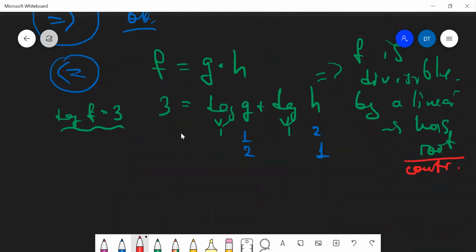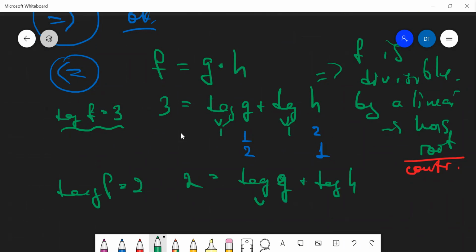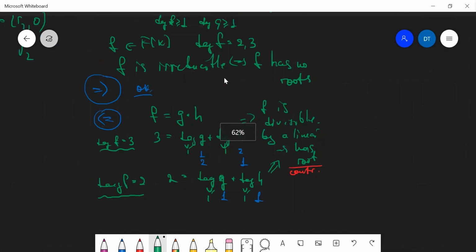The case where the degree of f is 2 is similar. In this case, 2 is equal to the degree of g plus the degree of h. In each case, the degree of g and h must be at least 1 because, if f is reducible, g and h must be non-constant. But in this case, we have only one option: the degree of g and the degree of h must both be 1. So both factors are linear. Again, we have the same thing. F is divisible by a linear polynomial, so it has a root. So now we have a contradiction in case of degree 2. So the second case is also covered. This proves the claim from right to left. Just in case, is it clear?